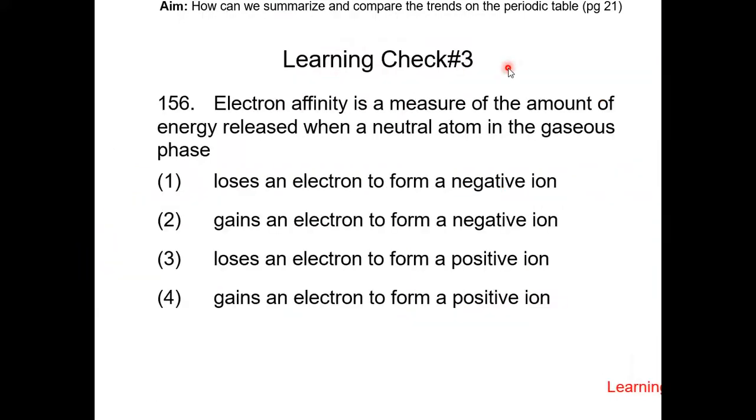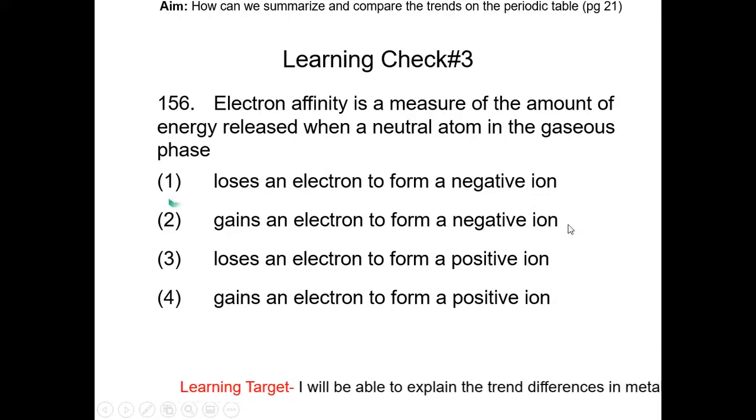So learning check number 3, electron affinity is the measure of the amount of energy released when a neutral atom in the gaseous phase does what? Pause the video and resume once you have the answer. So we're creating a negative ion. In order to create a negative ion, you need to gain an electron. So choice 2.